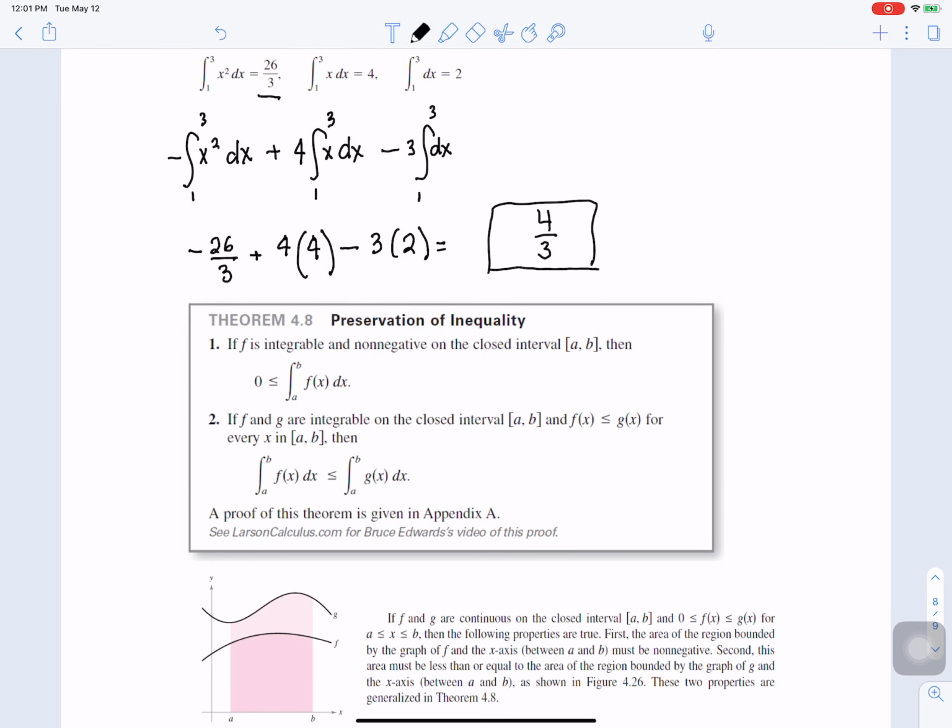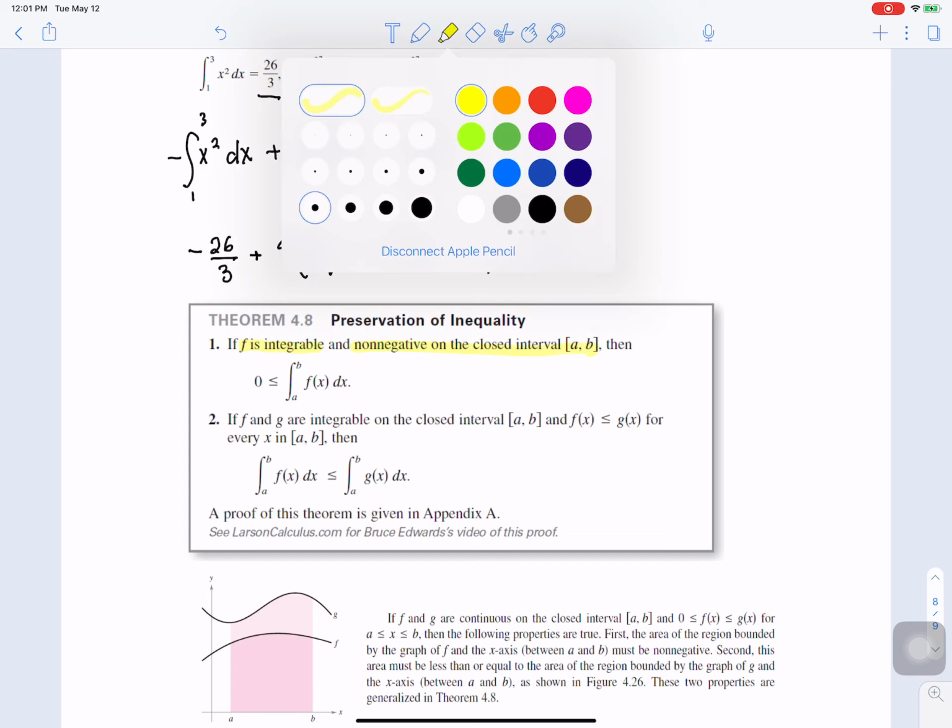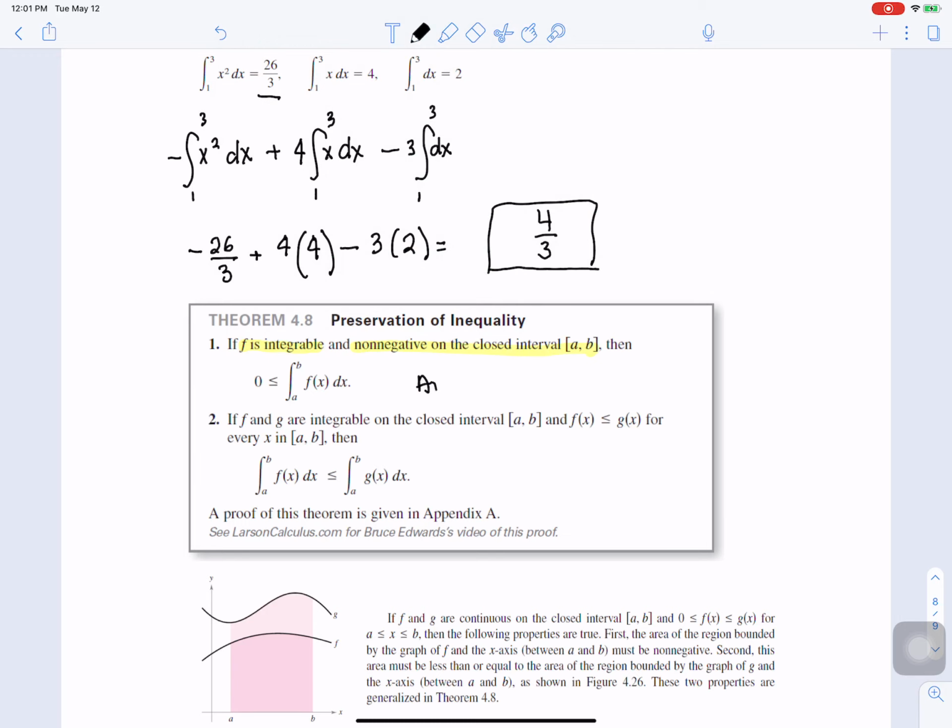Last thing, if I have a function and it's integrable and non-negative on the closed interval, so that means my function is always positive, then the area under the curve is also going to be positive. So this is just saying area is positive, provided that happens. If you have two functions and one function is always less than or equal to the other function, then the areas follow the same relationship. The area under the curve of the smaller function will be smaller than the area under the curve for the larger function.